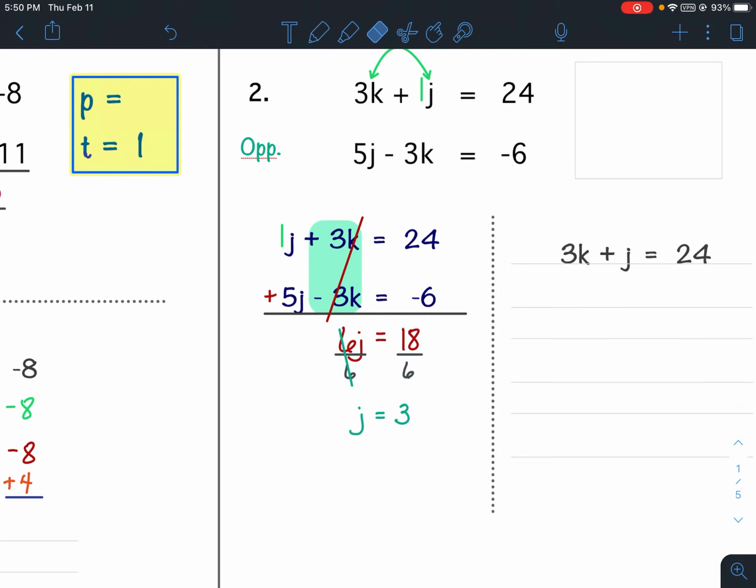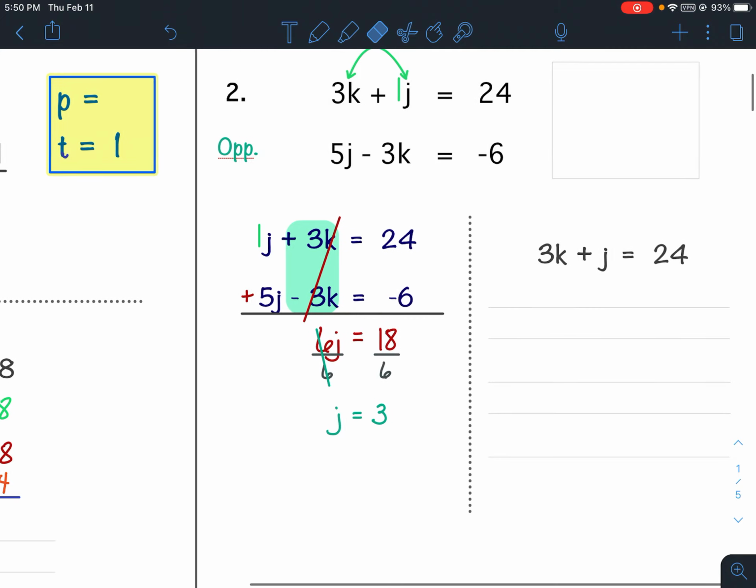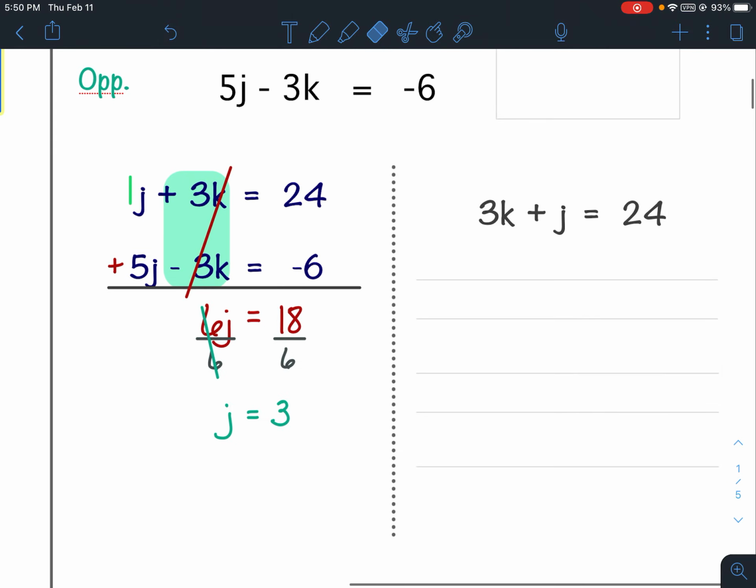Since we solved for a variable, we now need to solve for the other variable. So we solved for j, now we need to solve for k. And I'm going to use the top equation to do so. And I use the original top equation.